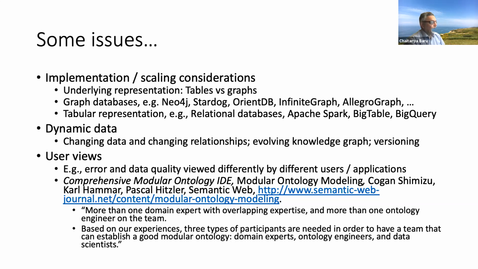And here's another wonderful paper. Pascal Hitzler is one of the co-PIs of the Knowledge Graph project. And he has this paper on, basically, how do you design ontologies. Some of the lessons they have learned with experience is that you need more than one domain expert with overlapping expertise and more than one ontology engineer on the team.